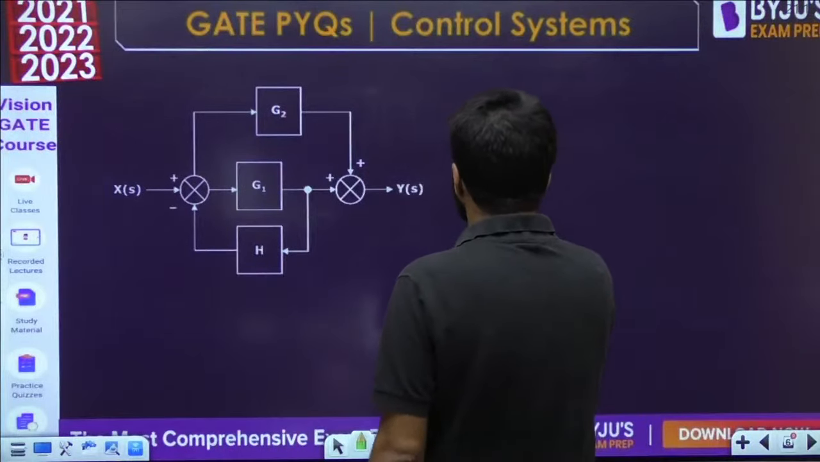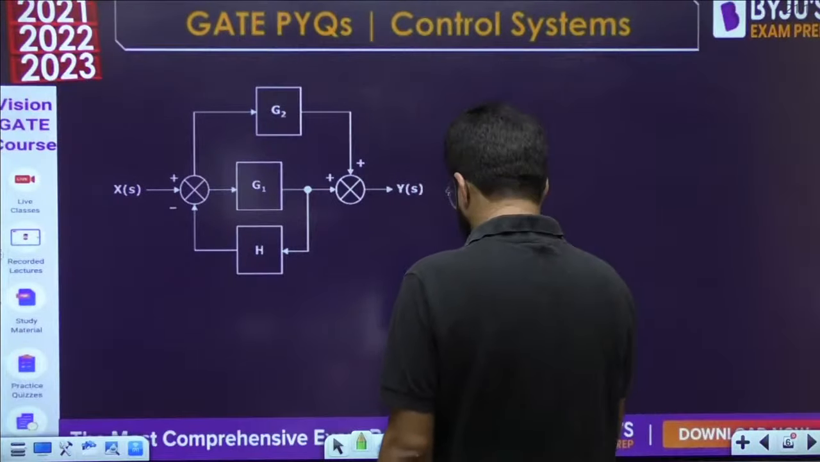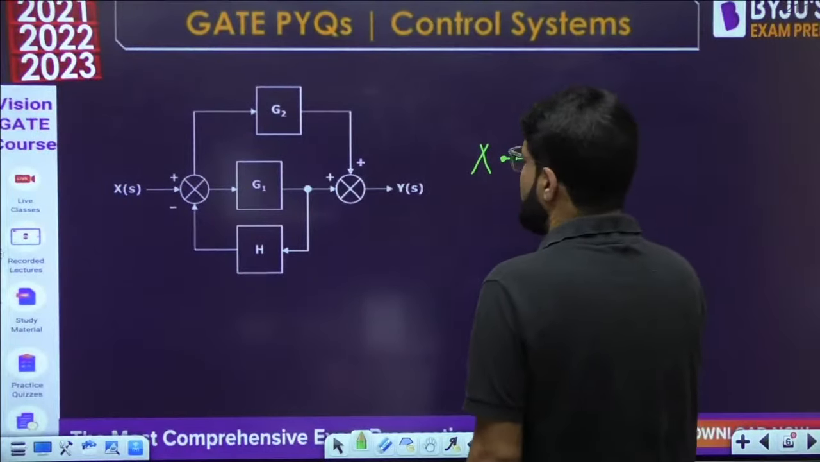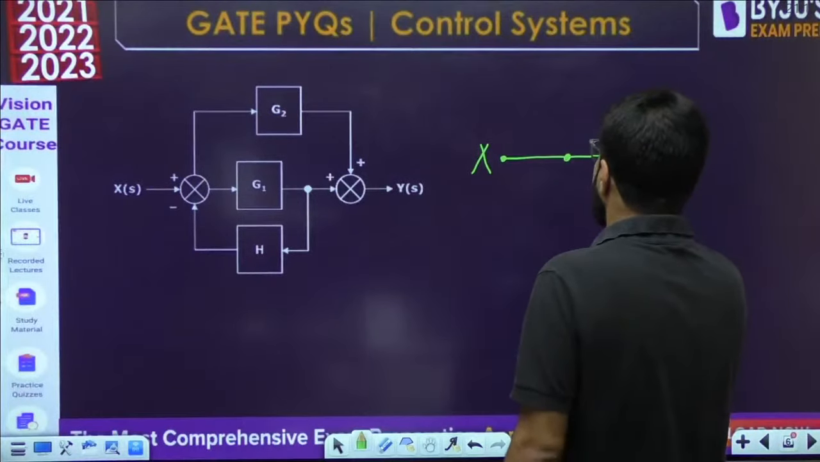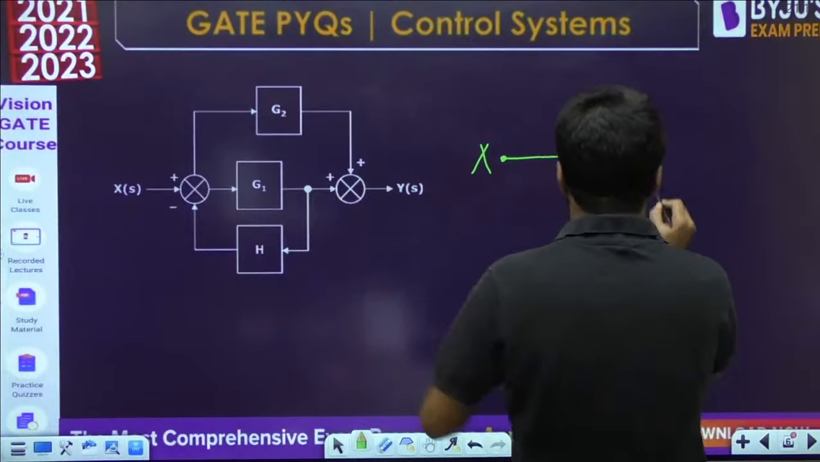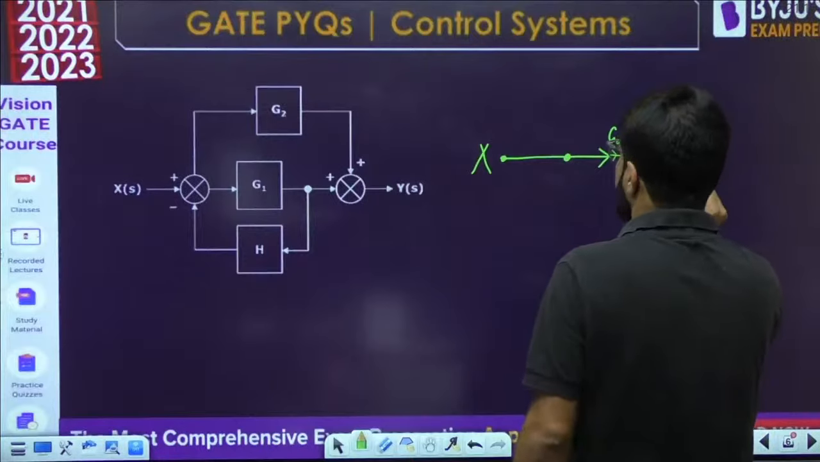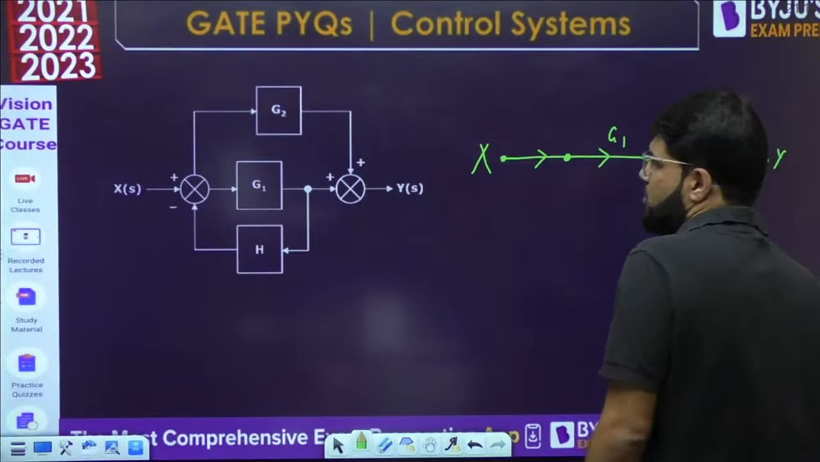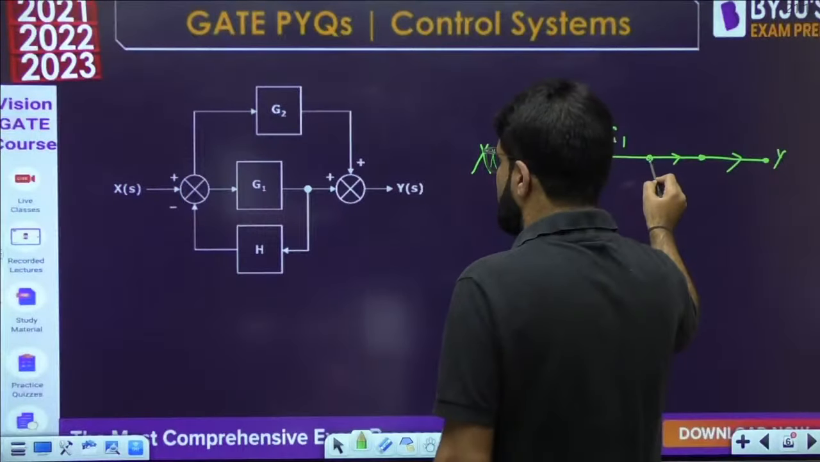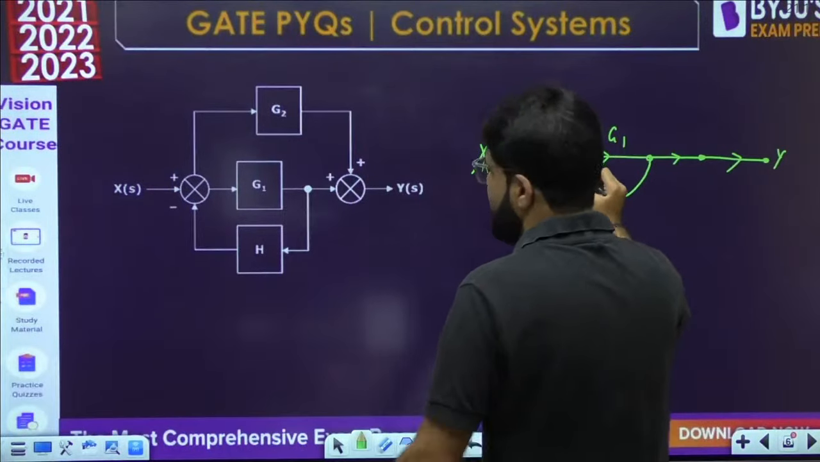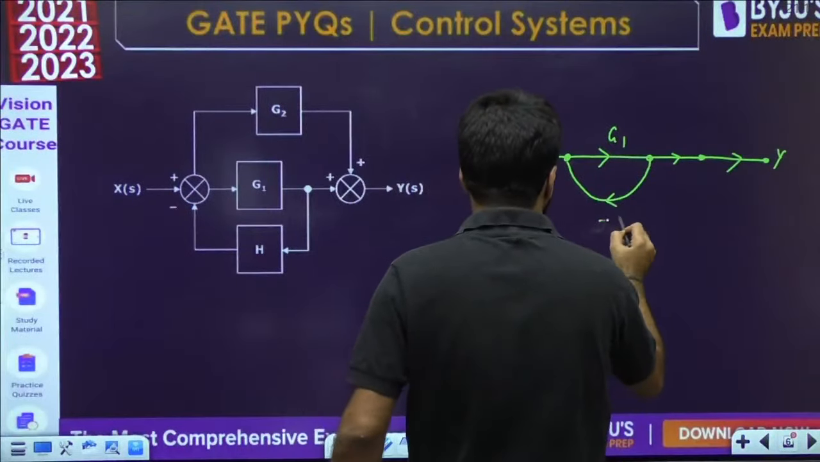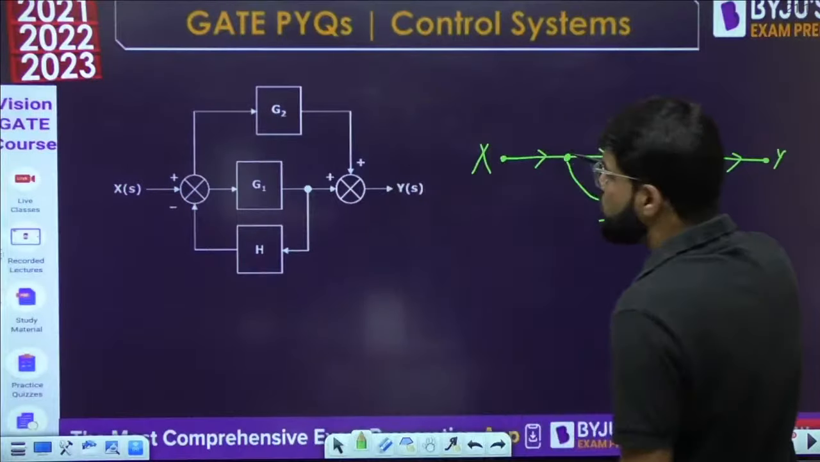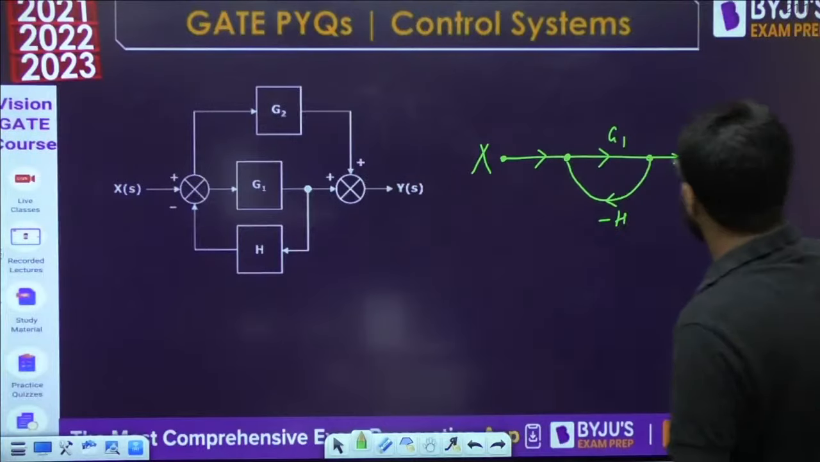Let's convert it into the signal flow graph as well, the regular habit that students usually have. This is the input point X, and then I take the summing point. Then I go to the takeoff point, and in between I have the gain G1. Takeoff point, and then I have another summing point, followed by the output node Y. Now the output of this takeoff point from G1 goes to this summing point as negative feedback. So how do we adjust the negative feedback in the graph? We write it with the gain minus H.